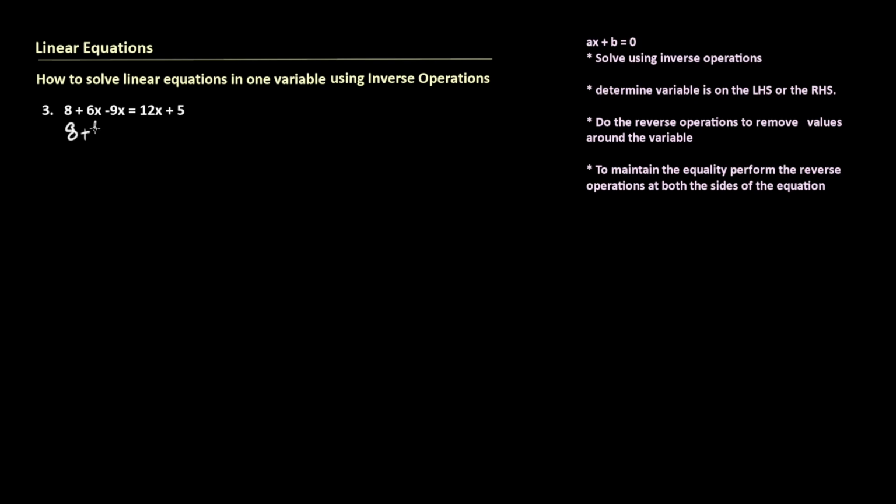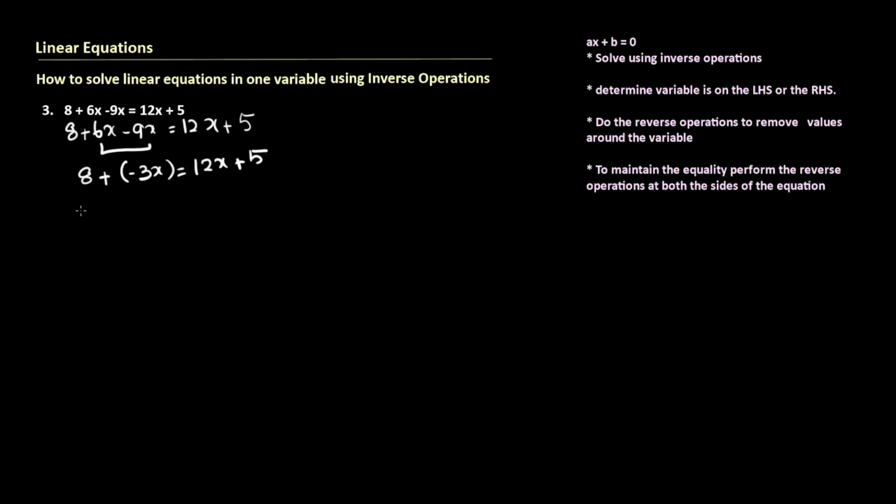8 plus 6x minus 9x equals 12x plus 5. On the left hand side of our equation, we have like terms 9x and 6x. So we are going to simplify it first. 8 plus 6x minus 9x is 8 minus 3x, equal to 12x plus 5.